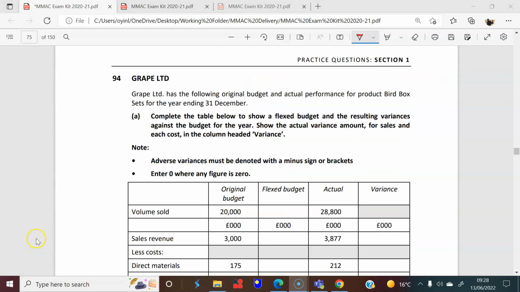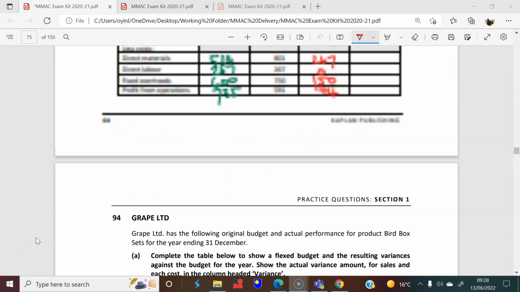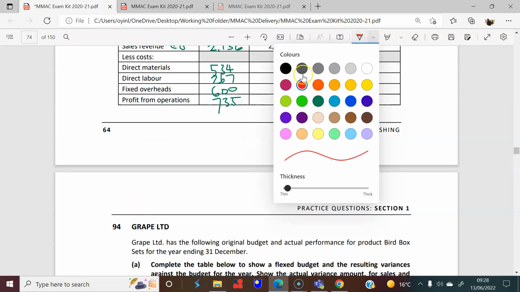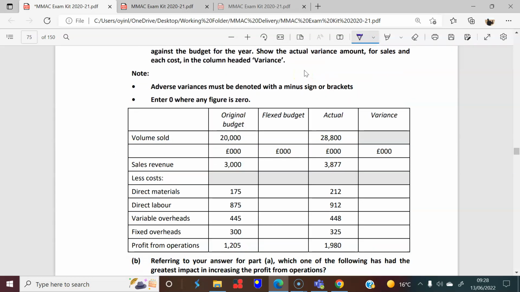94 looks a lot like 93. Let's start with the blue pen and do exactly the same thing. You'll be given an original budget, and from this original budget you'll find the standards, and then you'll apply that to the actual number of units. So I know that for my flex budget I'm talking about 28,800 units. However you do your math to get these answers quickly is fine, but I'll still go from first principles. You're expecting sales revenue of 3 million on selling 20,000 units.